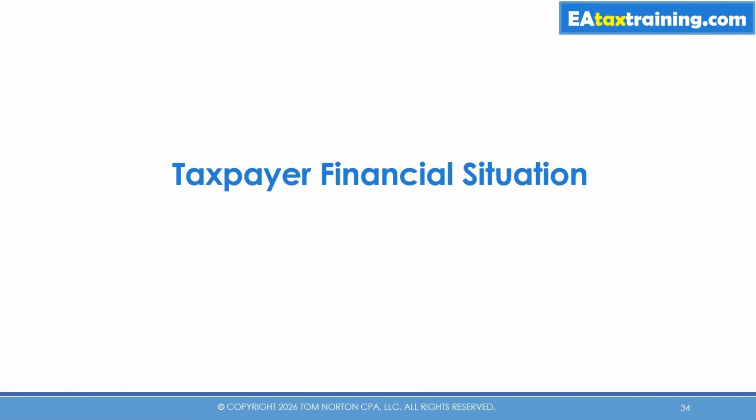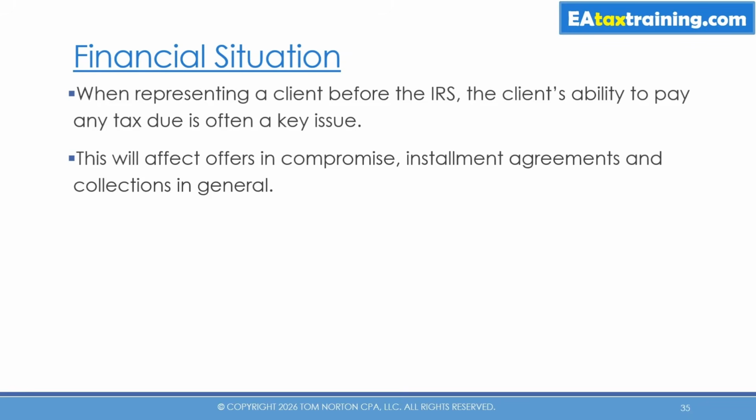Next, we'll move on to talk about the taxpayer's financial situation and how that affects your representation. When you are representing a client before the IRS, the client's ability to pay is often a key issue. It's going to affect any offers in compromise, installment agreements, and collections in general. And we will talk about all of that, offers in compromise, etc., in our next video. But their ability to pay is obviously going to affect those things.